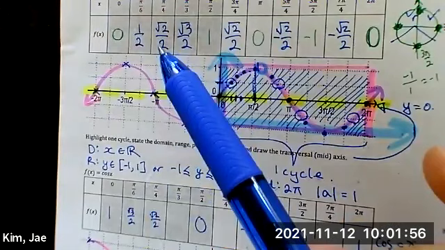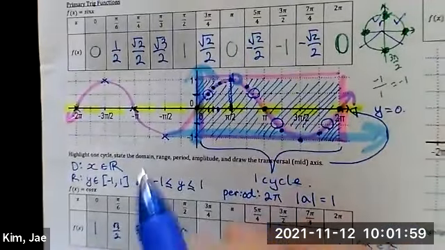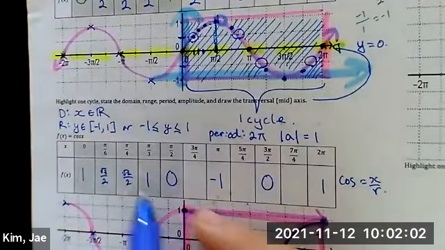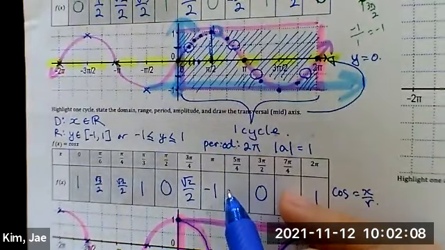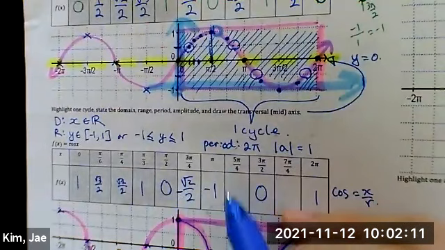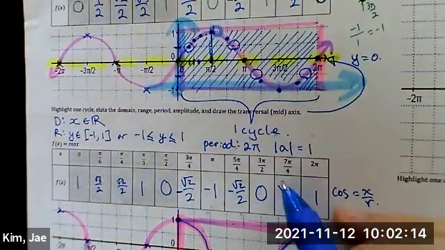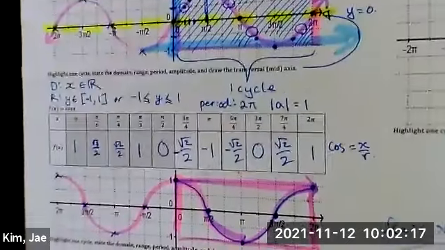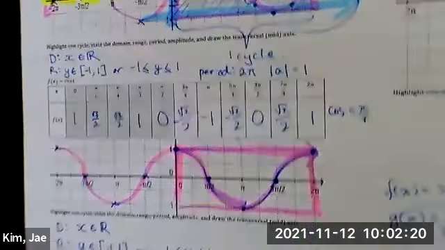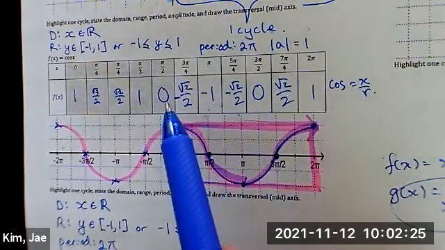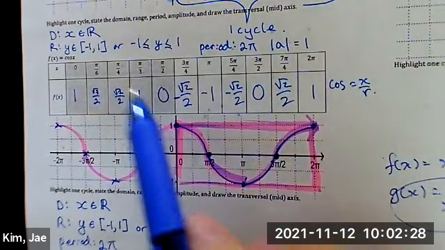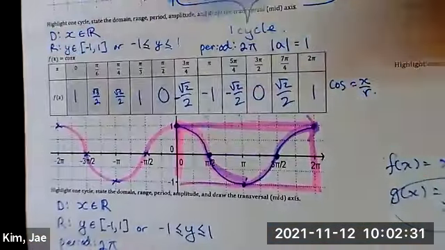I realized I didn't finish writing it. This is a 1. That is a root 2 over 2. That is a negative, and that is a negative root 2 over 2. And that is a positive root 2 over 2. So this is for cosine. No, this is root 3 over 2. Yeah, I'll write it bigger.